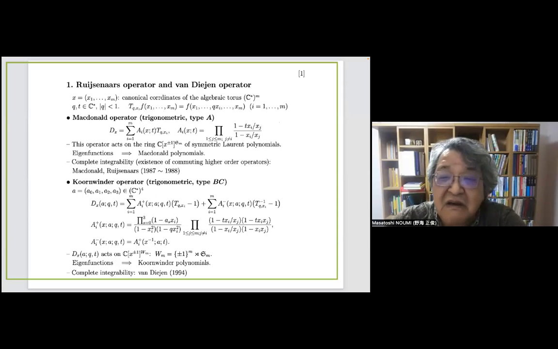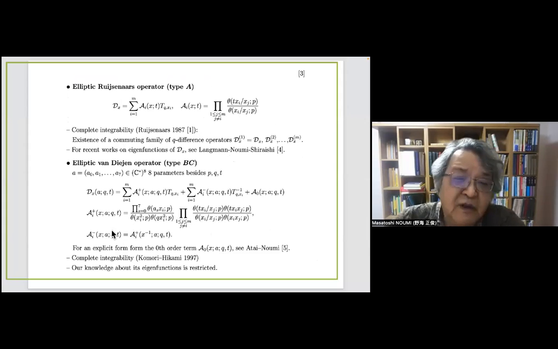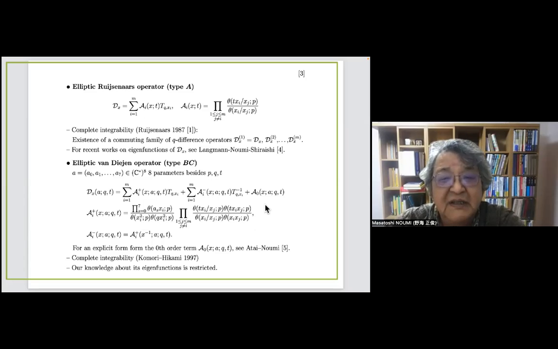The zeroth order term is the minus of this thing, a_plus i and a_minus i. But in the elliptic case, the coefficient is written in this form. This is very similar to the Koornwinder operator in the sense that 1 minus z is replaced by theta of z; p. But here you have eight a parameters instead of 4 parameters as in the Koornwinder case. Otherwise the structure is the same.